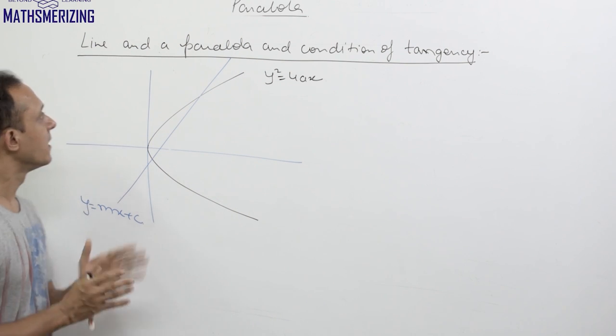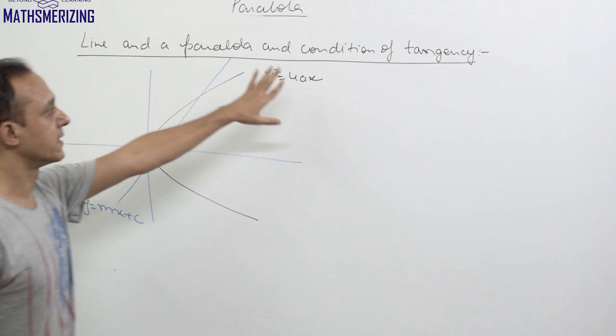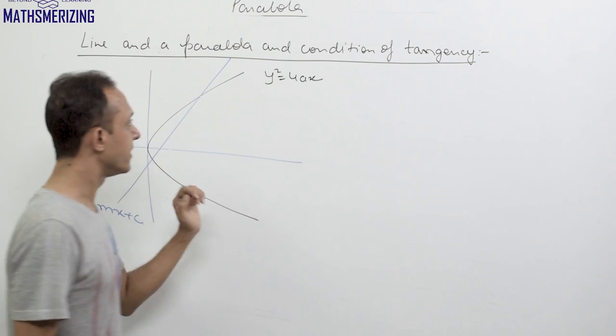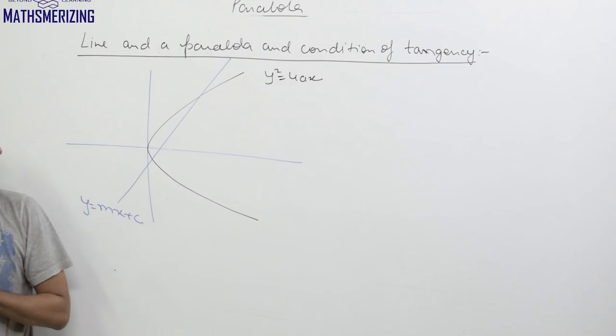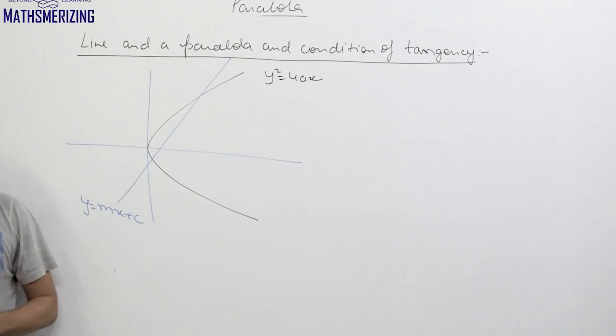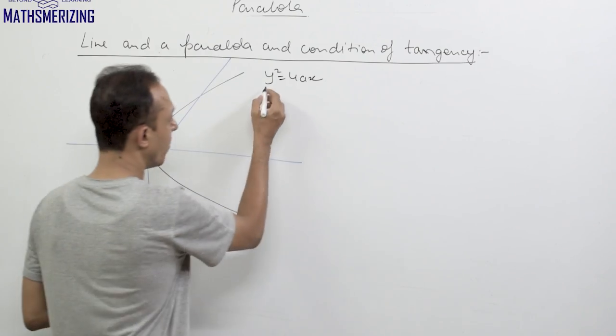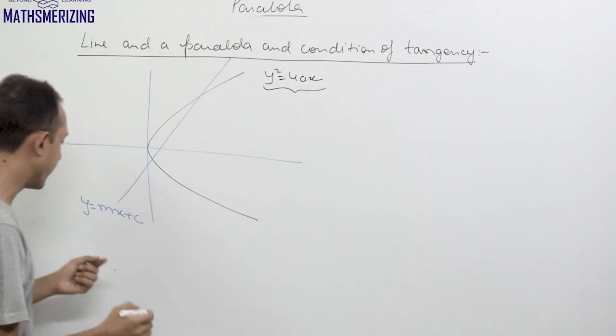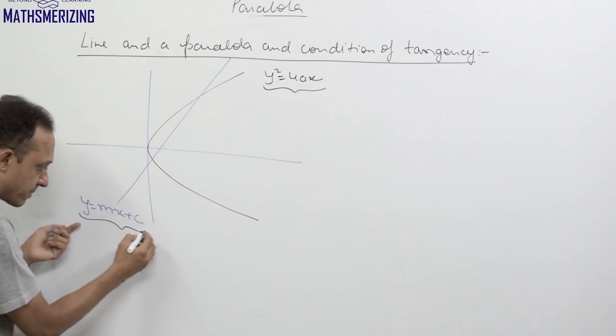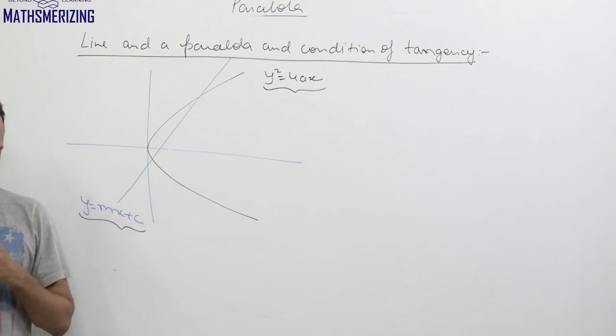In this video we'll discuss a line and a parabola and its condition of tangency. Now this method is a very general method and it can be used for any general second degree conic. So suppose we have this parabola which is y square equals 4ax, and then we have this line y equals mx plus c.